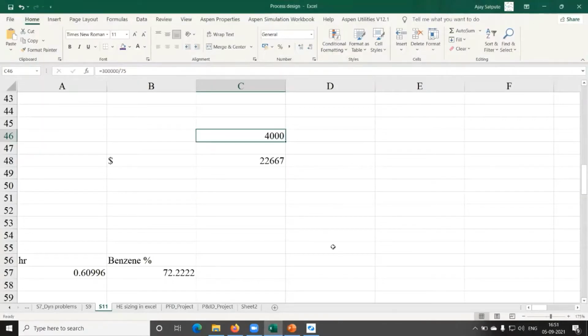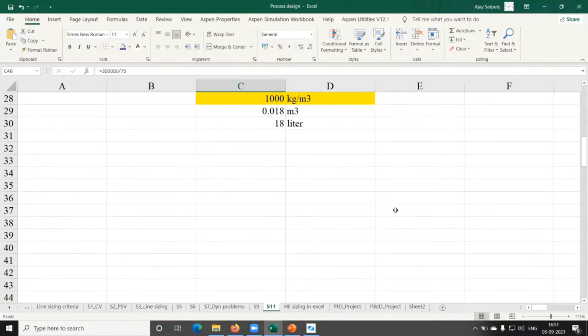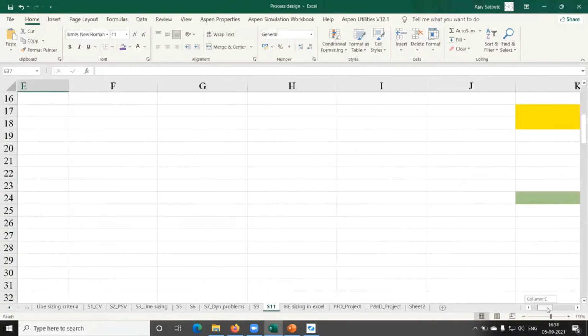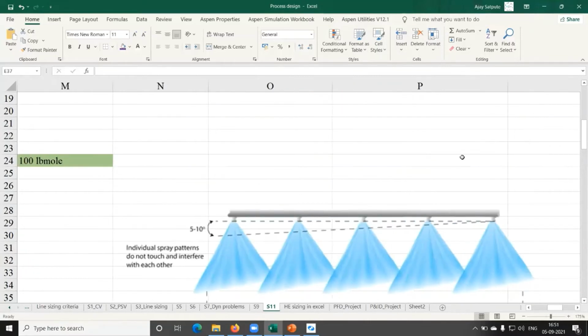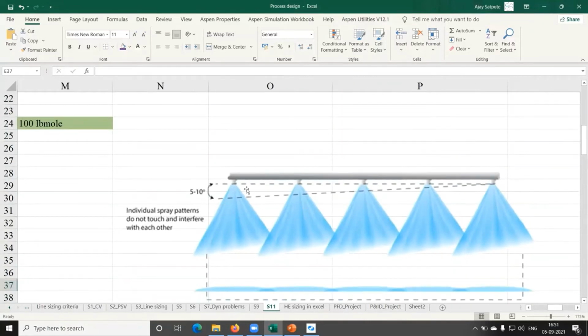So what we do, yeah. So if you see this, the sprinklers will be arranged in this way.